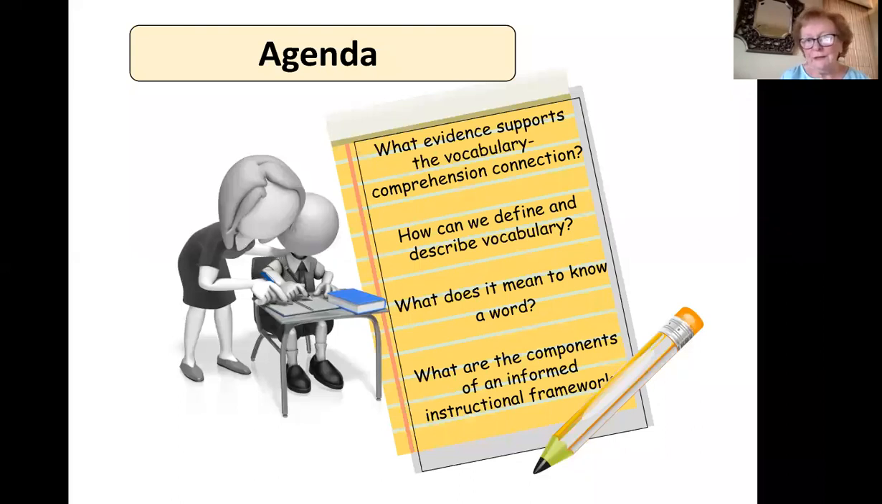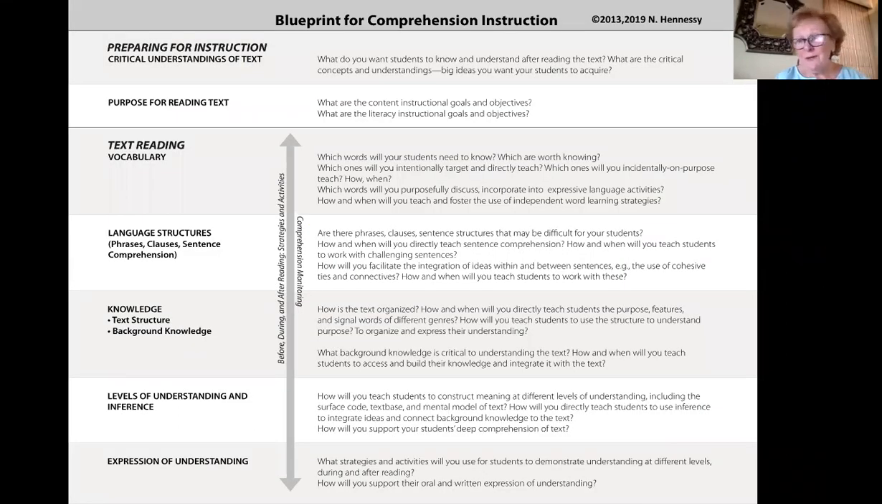Okay, all right. So we're back at the blueprint, aren't we? And so now we're going to think a little bit about an informed instructional framework and how that might support our vocabulary instruction. And if you note under text reading here, we have a series of questions that we're going to delve into in terms of vocabulary instruction.